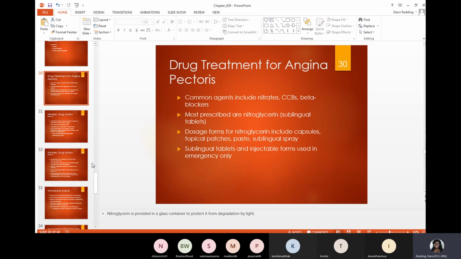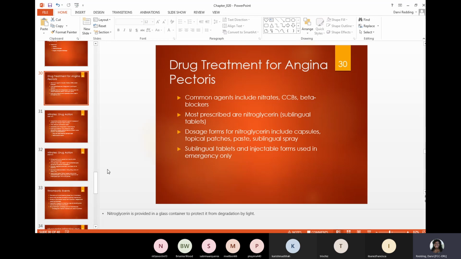So there are some patients, if they've ever experienced a heart attack, the physician might prescribe for them to have nitroglycerin tablets on them at all times. That way, in the event they experience another heart attack, they can take the nitroglycerin immediately, and it would help. So nitroglycerin is provided in a glass container, and this protects it from degradation by light.